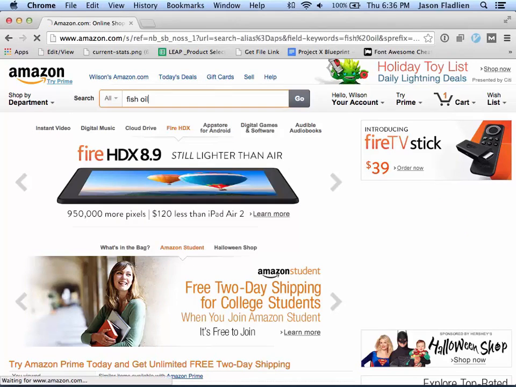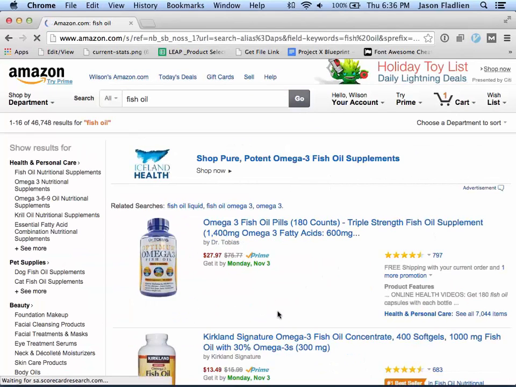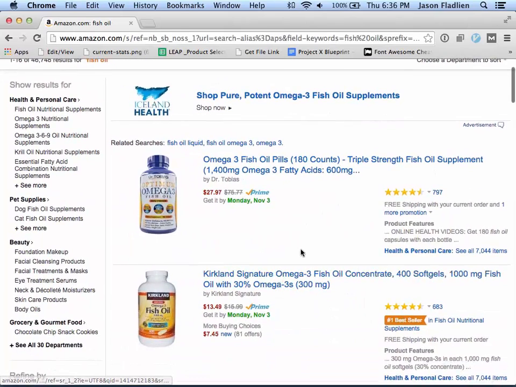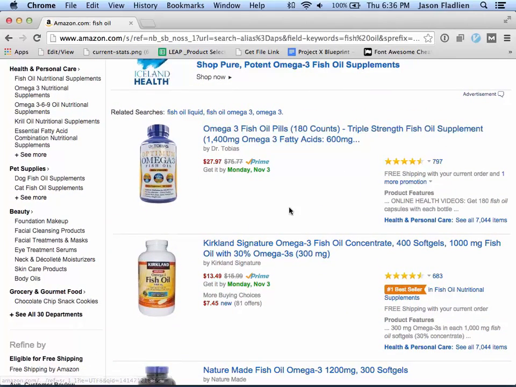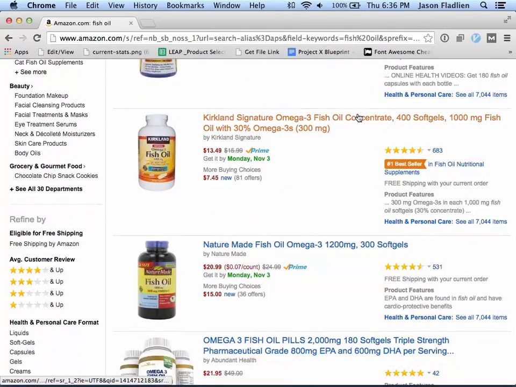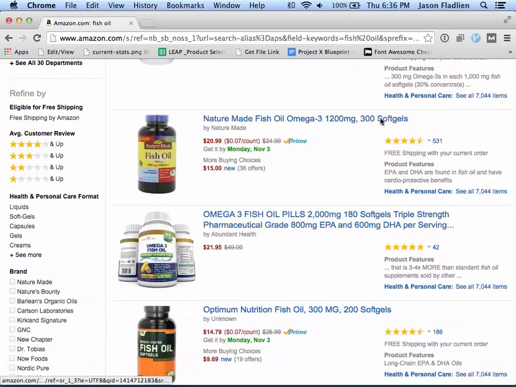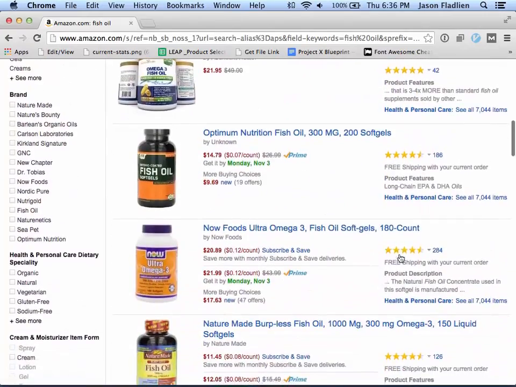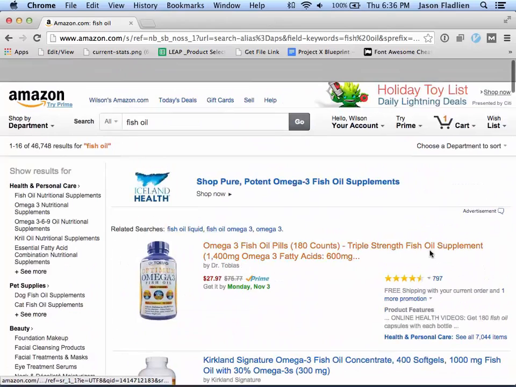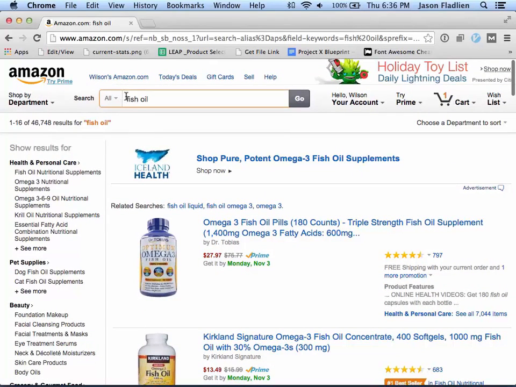But the other way we can pull secondary keywords is looking at other people's listings. So if we see the word supplement as an example, pills is another example that you see here. Concentrate might be another keyword, okay? Soft gels, soft gels, soft gels. These might be secondary keywords.